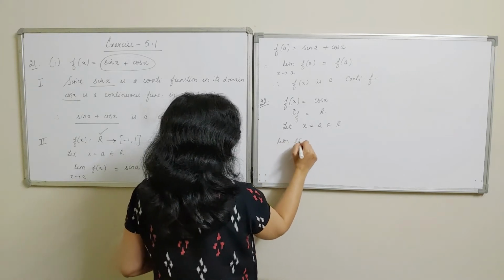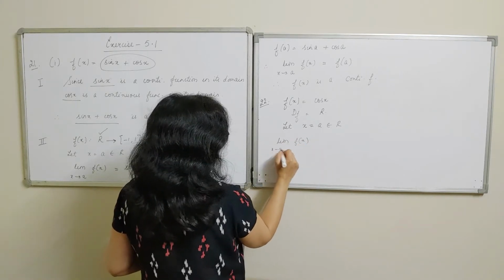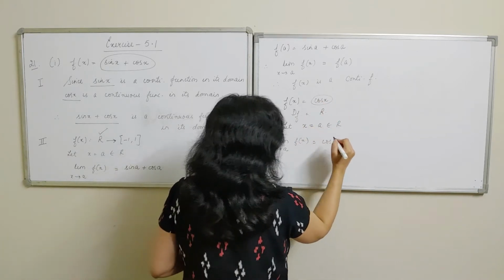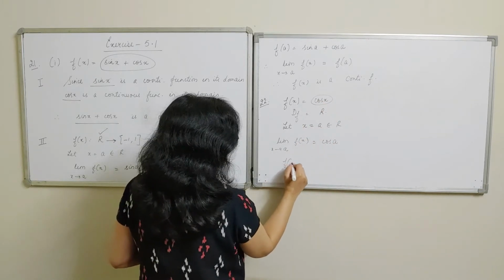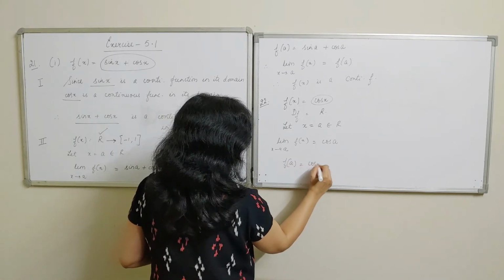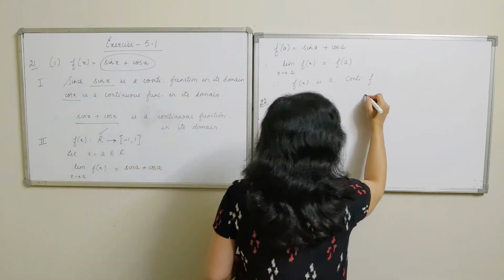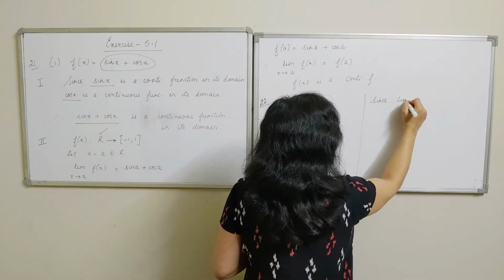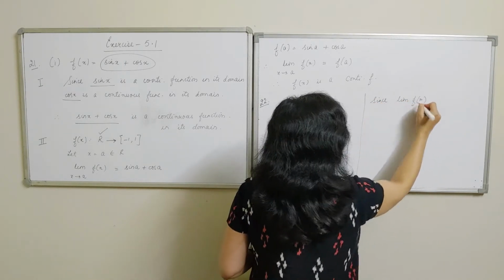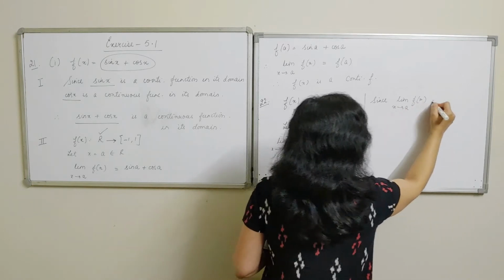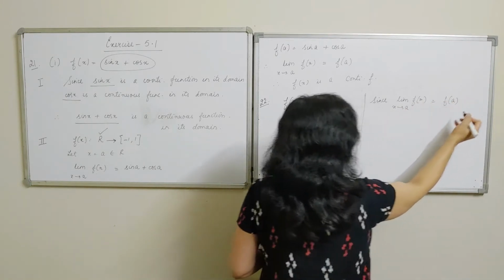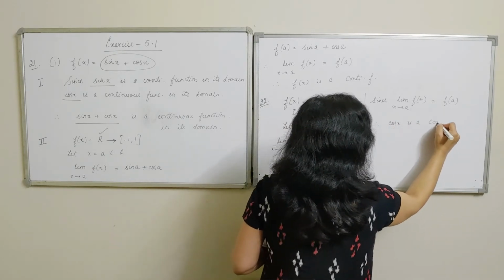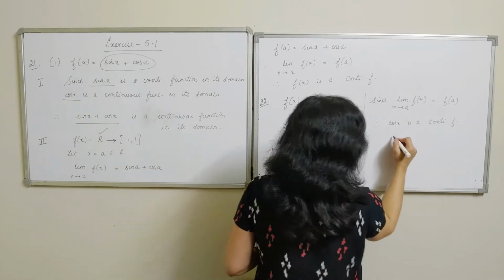Find out the limit of this function when x tends to a. So by direct substitution, we get cos a. Similarly, the value of the function is also cos a. Here, you can once again write down that since the limit of the function when x tends to a is equal to the value of the function, therefore cos x is a continuous function in its domain.